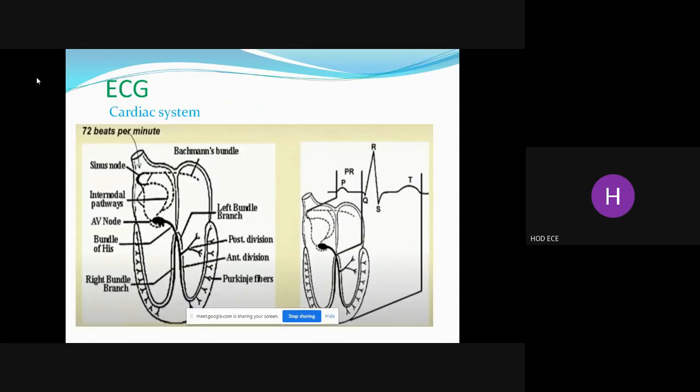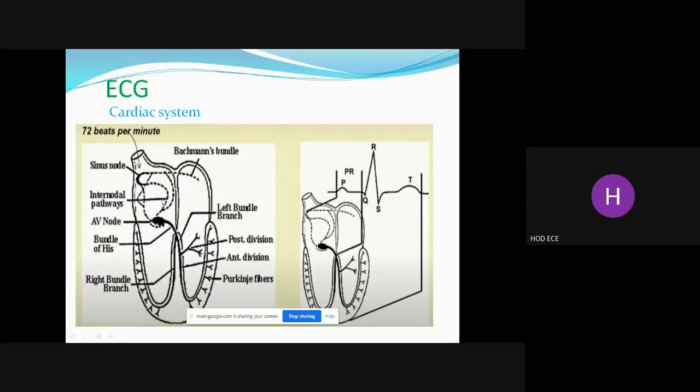So this is the figure that gives the cardiac system. The heart can be divided into four chambers: the upper two chambers and the lower two chambers. The upper two chambers are called atriums, and the lower two chambers are called ventricles.